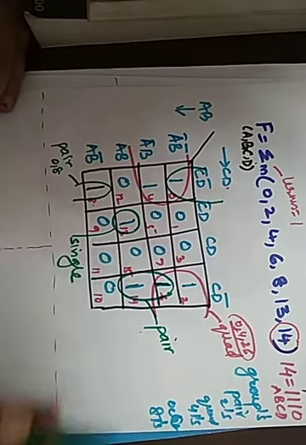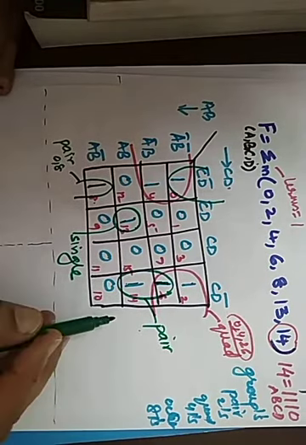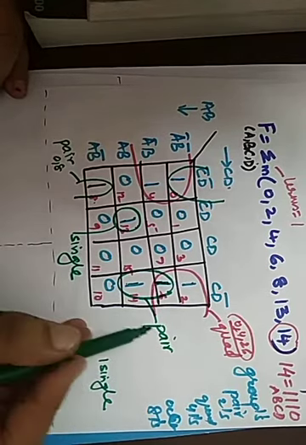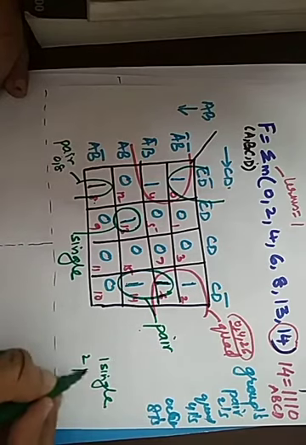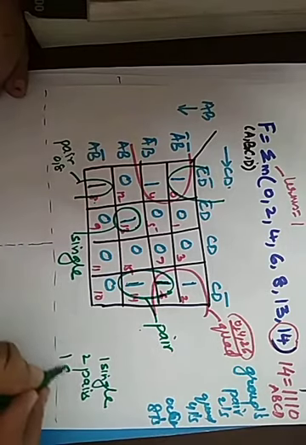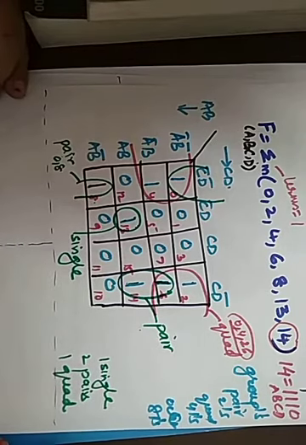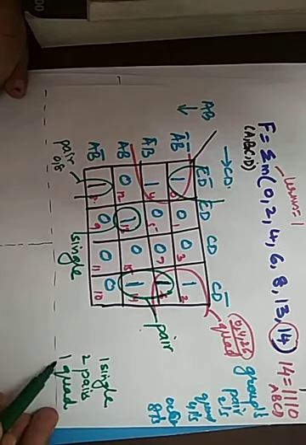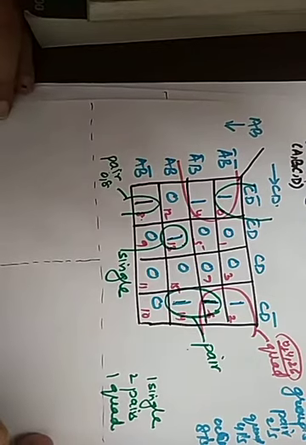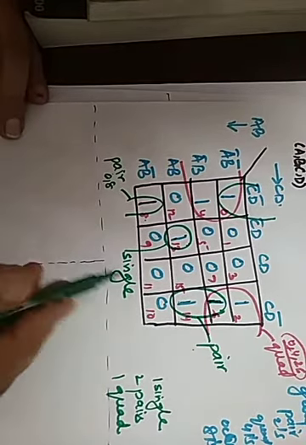Yes, so we have completed our grouping. What we saw was one single, two pairs, and one quad. So we have 4 terms in this function. Let us try to find the value of each of these, one by one.